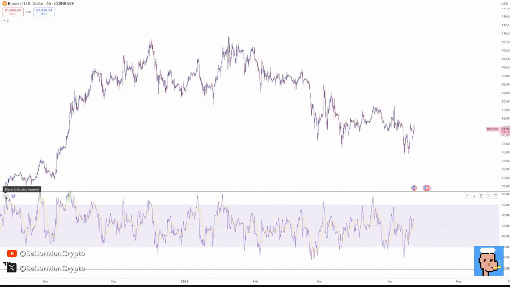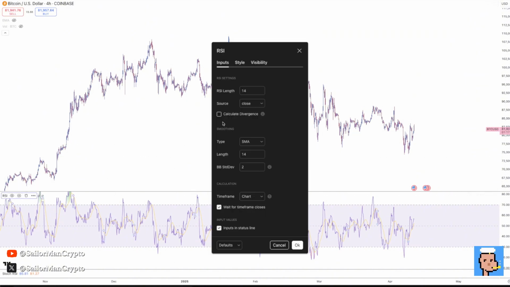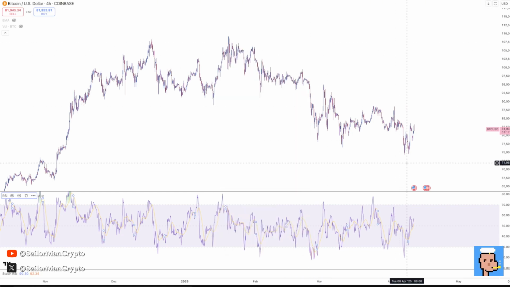I'm mainly using the standard settings of the indicator, which are the 70 and the 30 levels for the overbought and the oversold, and the period, the length of the indicator, on 14 periods. Then we will see what this means practically in use.